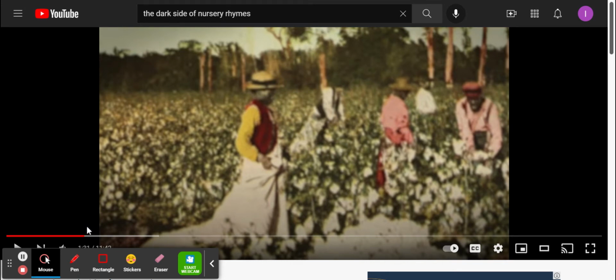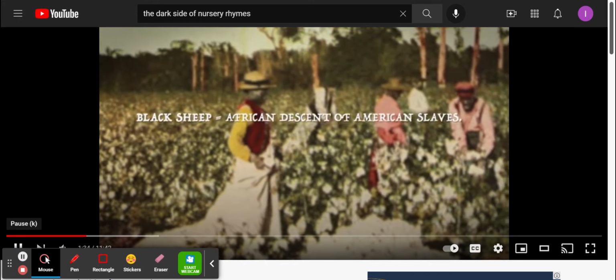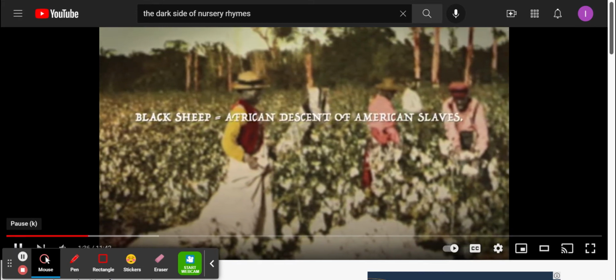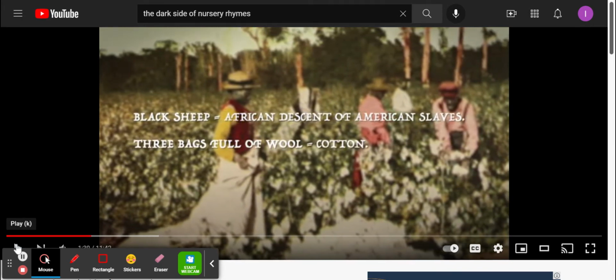One area that I felt possibly violated the redundancy principle, as well as maybe would have been taken a little more critically by someone like Tufte, considering his position on PowerPoints and using bulleting to convey information, was this part. The black sheep is a reference to the African descent of American slaves. The 3 bags full of wool reflects the cotton. And so on and so forth.